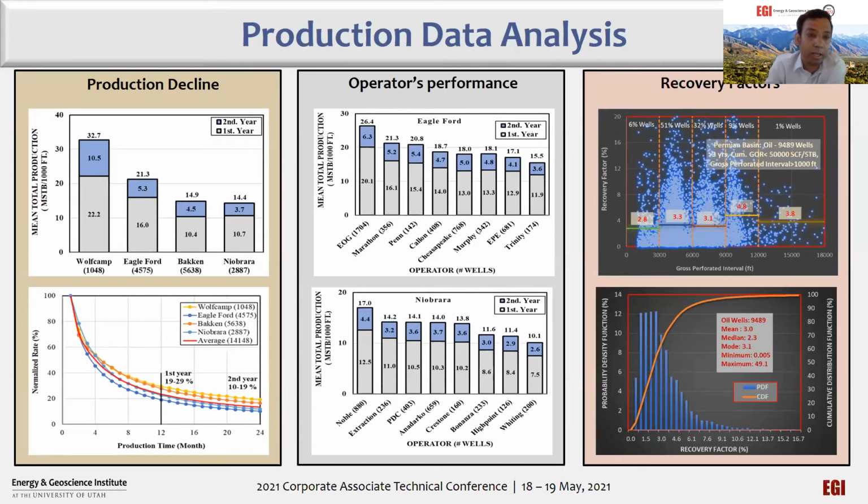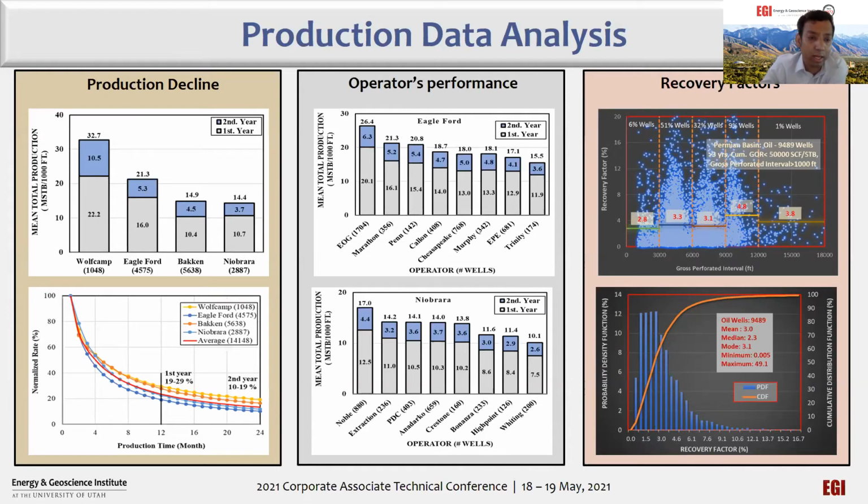On the top figure on the left-hand side, you can see the first year production and the second year production per 1,000 feet of lateral length, or lateral perforation length. And you can see that Wolfcamp, based on 1,048 oil wells' data, performed better than other formations. The first year cumulative production was around 22,000 barrels of oil per 1,000 feet.